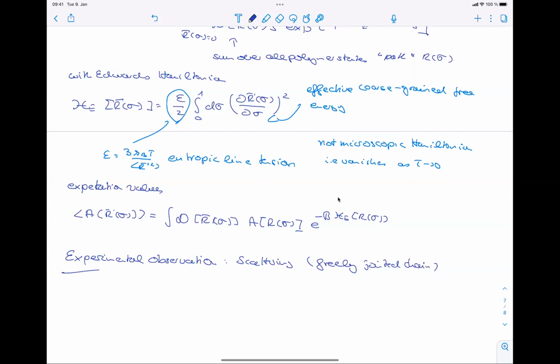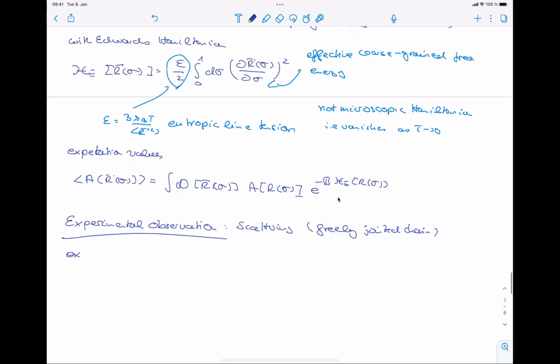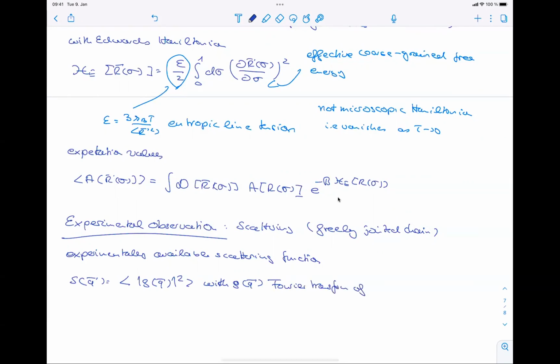Here now we're going back to the freely jointed chain, leaving the Gaussian chain formulation. Experimentally available is the scattering function, which is defined as S(Q), the average of the squared modulus of rho of Q, the Fourier transform of the density.